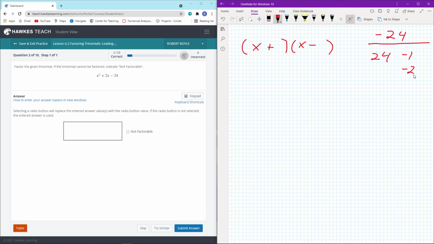Negative 2 and 12 will give me a negative 10. Negative 3 and 8, I'm sorry, positive 10. Negative 3 and 8 will give me a positive 5. Negative 4 and 6 will give me a positive 2. So these are the factors I want. I want a negative 4 here, and I want a 6 there.